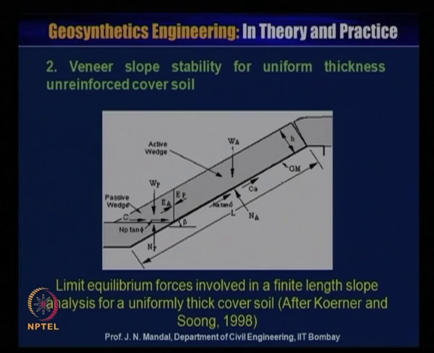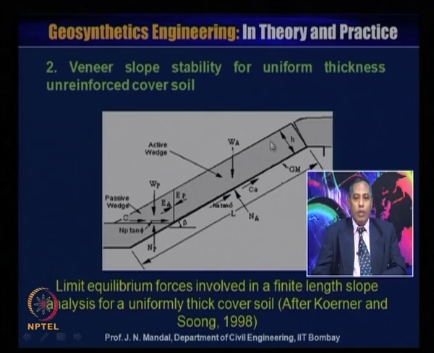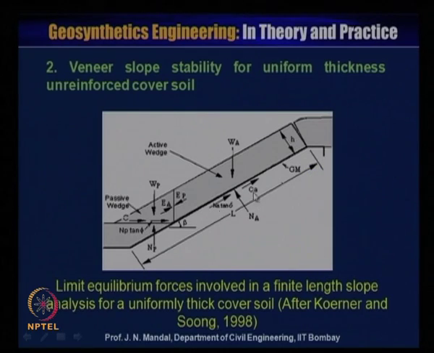Next is the finite slope stability for uniform thickness unreinforced cover soil. So, there is no reinforcement and this is the slope, and these are the limit equilibrium forces involved in a finite length slope analysis for a uniformly thick cover soil, after Koerner and Soong 1998. H is the thickness of the cover soil, and the length of the slope of the cover soil is L, and this is the active zone.